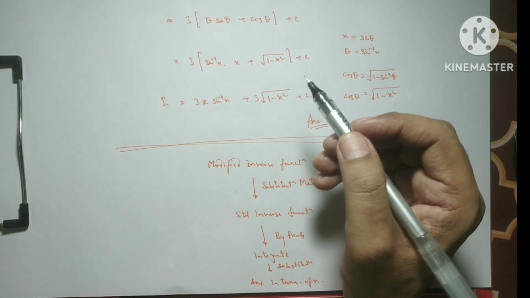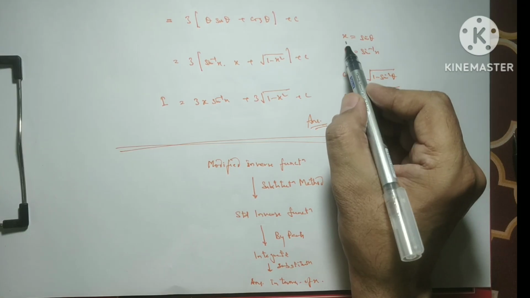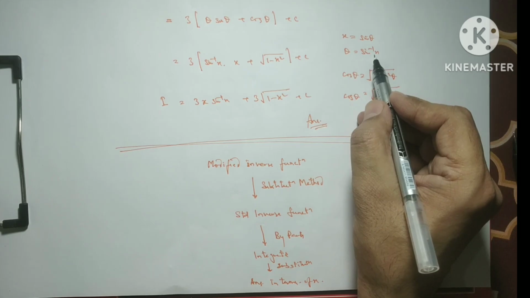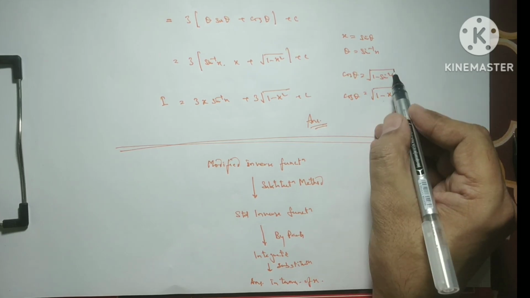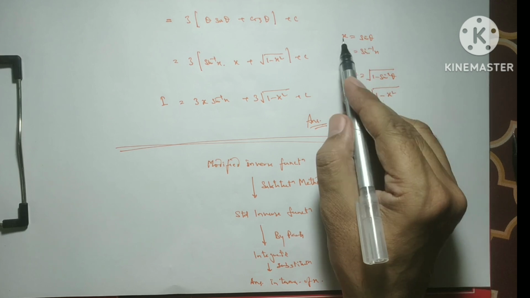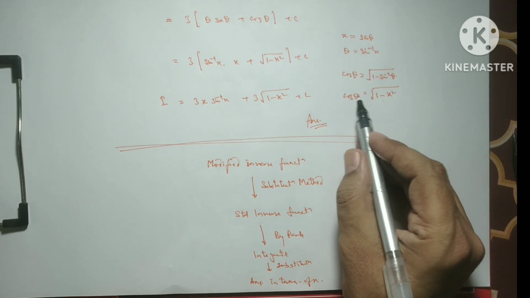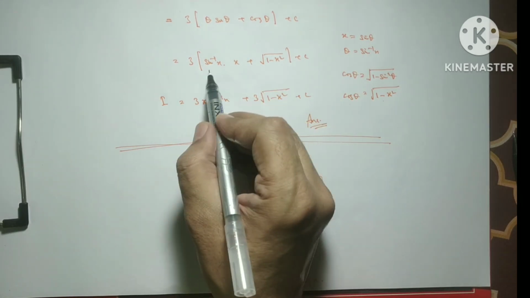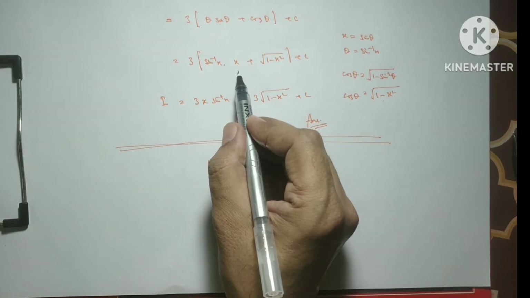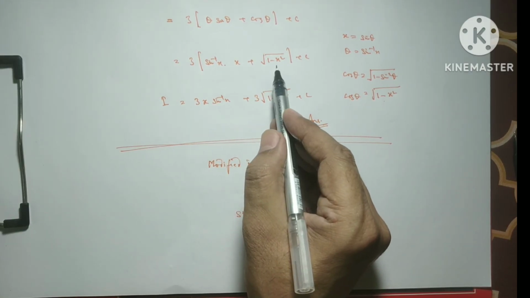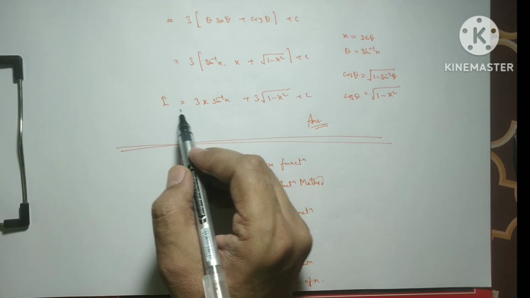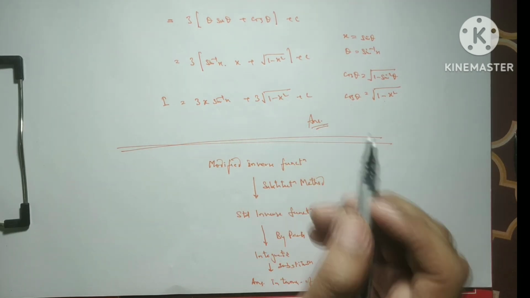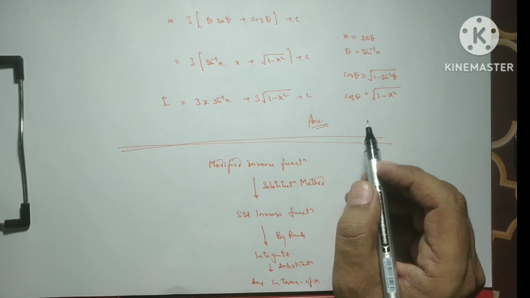So we use the substitutions or our assumptions. x equals sine theta and theta equals sine inverse x, and the value of cos theta is under root of 1 minus sine square theta, and sine theta is x, so the value of cos theta is under root of 1 minus x square. So we put theta as sine inverse x and sine theta as x, and cos theta is under root 1 minus x square. So the final answer of this question is 3x sine inverse x plus thrice under root 1 minus x square. So this is the answer.